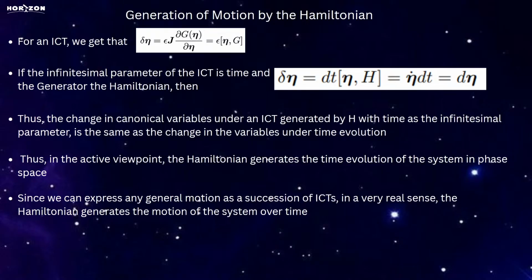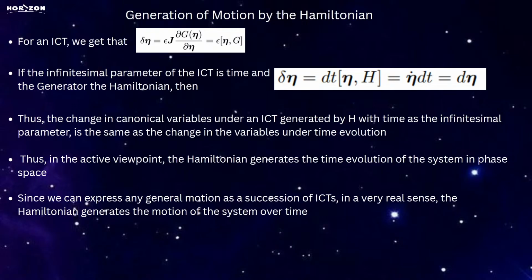Now, remember this form for an ICT, which we derived previously. We can write the same thing in bracket notation as follows. Now, if our G is H and epsilon is dt, then we get that the generated change in the coordinates by the Hamiltonian and dt is the same as the actual change in coordinates over a time interval dt. This d eta and delta eta are the same quantities.